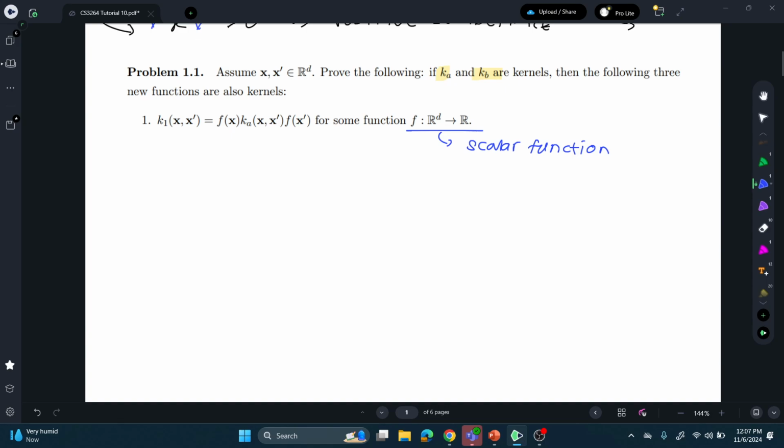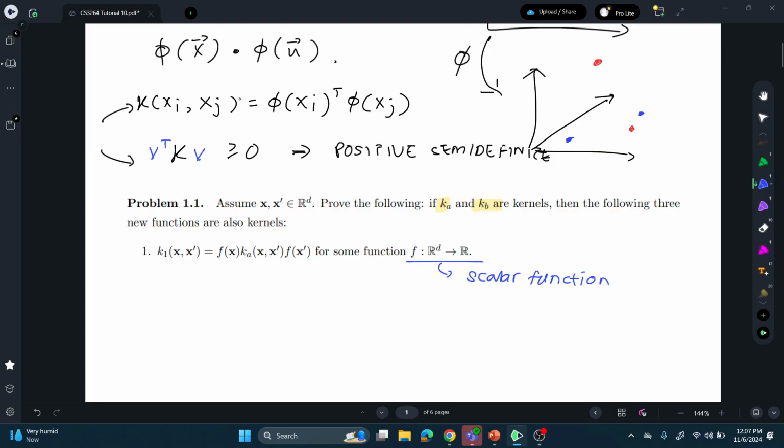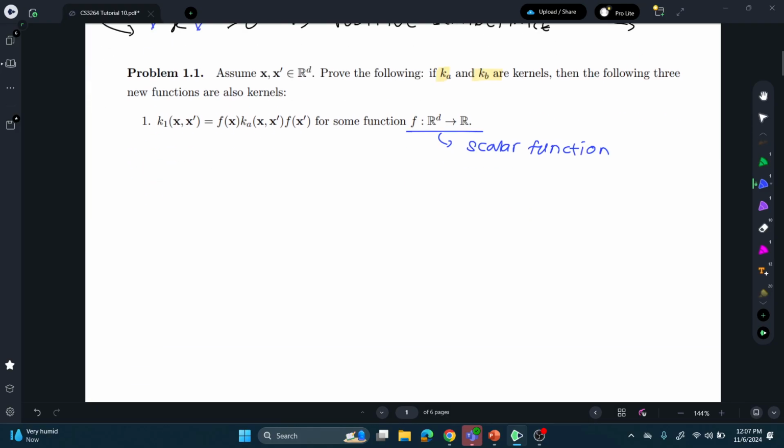For this, I will use basically the first definition here. If I can split them into two separate kernel mappings, then I'm okay. So let's try to see here. This Ka is a kernel, right? Based on the definition of the problem. So Ka itself is a kernel. That means I can separate this out into two separate kernel mappings. So this is my first function, this is the second one. Essentially this is just the dot product of the two.